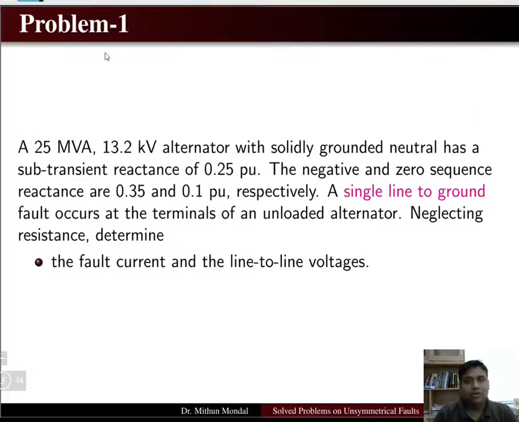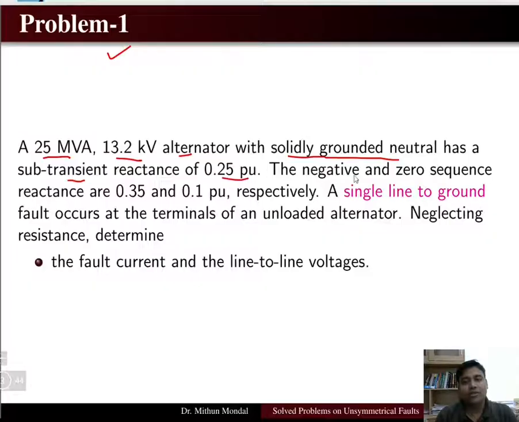So let us see problem number 1. Problem number 1 suggests that you have a 25 MVA, 13.2 kV alternator with solidly grounded neutral, which has a subtransient reactance of 0.25 per unit. The negative and zero sequence reactances are given to be 0.35 and 0.1 per unit. A single line to ground fault occurs at the terminals of an unloaded alternator. Neglecting resistance, determine the fault current and line to line voltage.